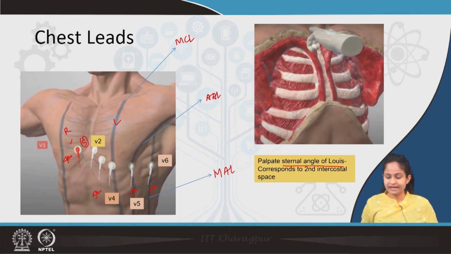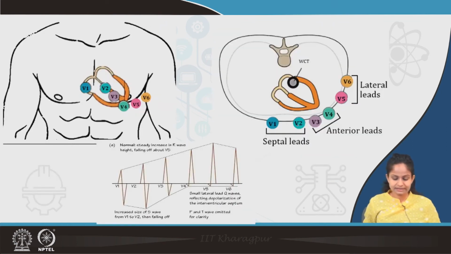The sternal angle of Lewis usually corresponds to the second intercostal space. If we correlate with the sternal angle, then we can easily count which one is second, third, fourth, fifth, and in this way we can place the leads accordingly. So, in this way the chest leads or the precordial leads are placed. We have to remember the location of these leads.